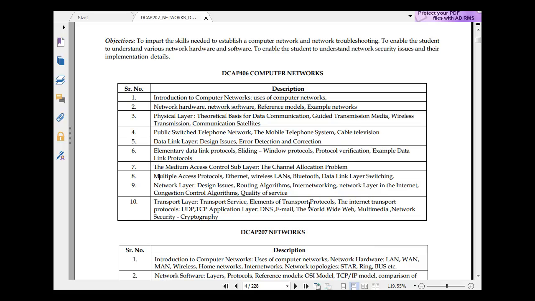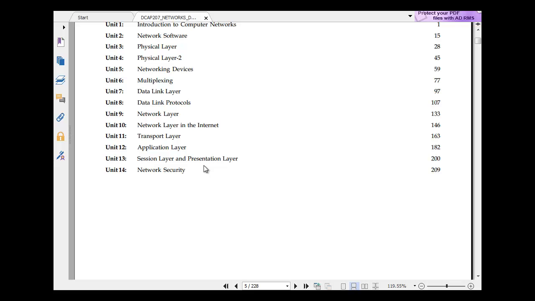Okay, I am looking at the syllabus. I am now going to talk about some of the network layer and designing the routing algorithm, internetworking, the network layer in the internet, and congestion control algorithms. Network layer.